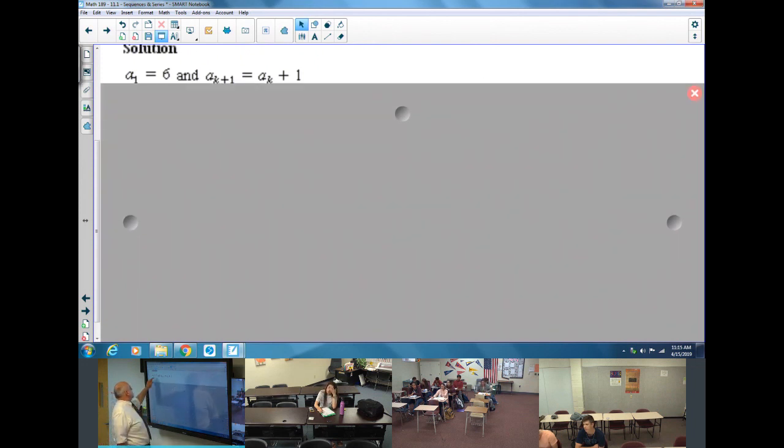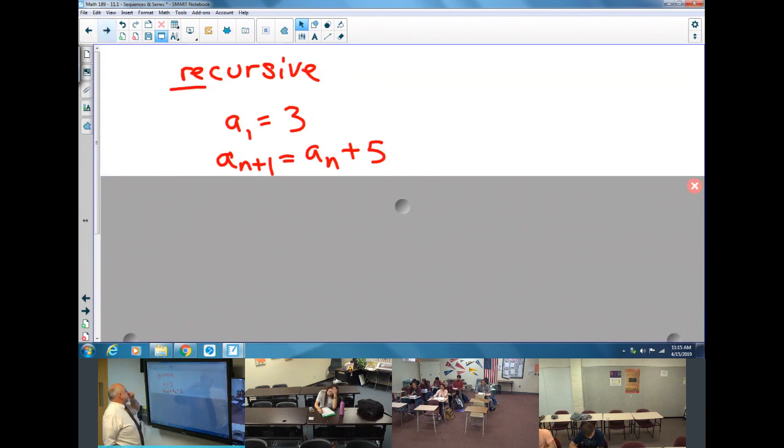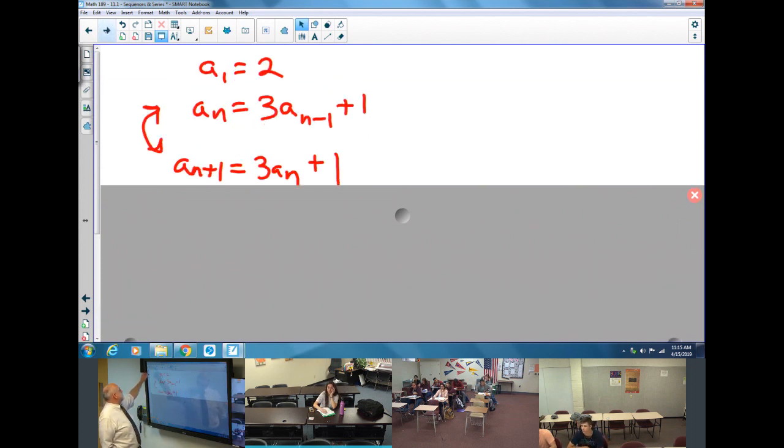All right? So recursive just means you use the previous term to get the next one. So if a sub 1 is 3 and a sub n plus 1, so that means the next term is the previous term plus 5, then what would the second term be? 8. Okay. All right. If the first term is 2 and a sub n is 3 times the previous term plus 1, then what would the next term be?